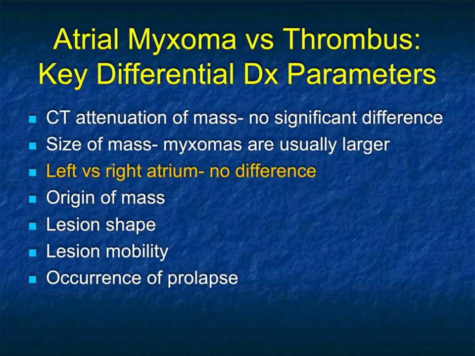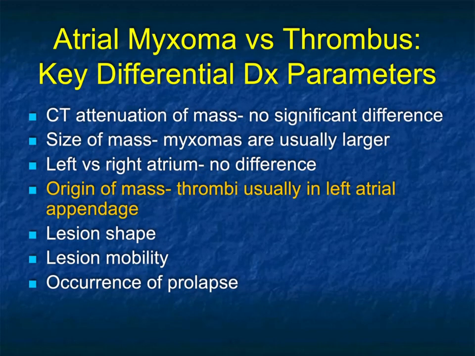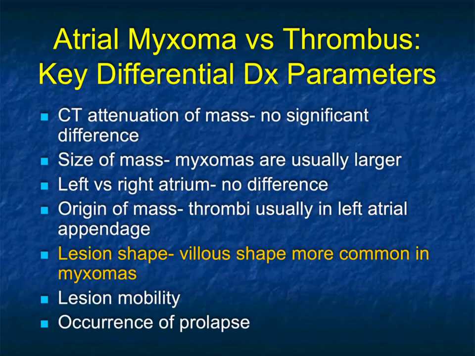Both can occur in the left or right atrium, though I will admit in my experience, thrombi because of catheters are more common in the right atrium. Thrombi usually in the left atrial appendage. If I said there's something in the left atrial appendage, myxomas almost never occur there. It's almost always going to be a thrombus, as I showed you some examples a few moments ago.